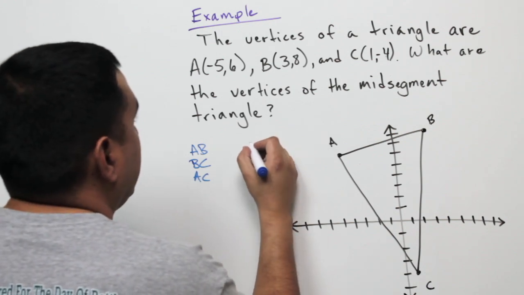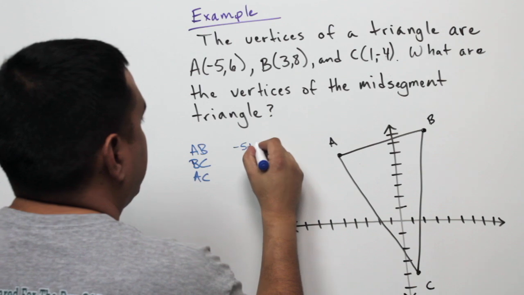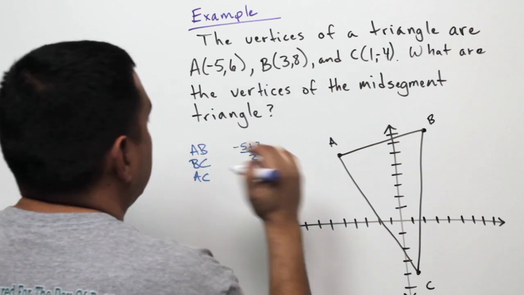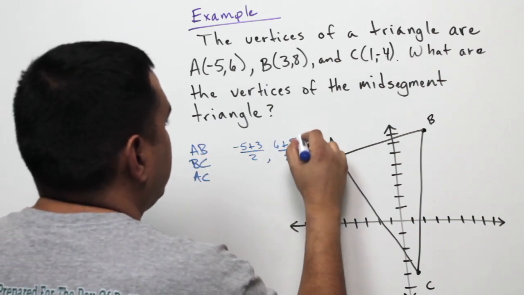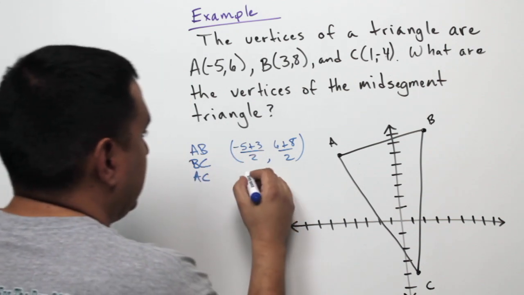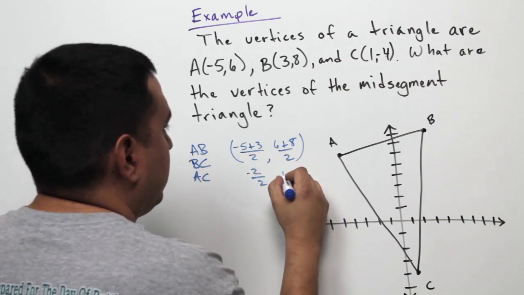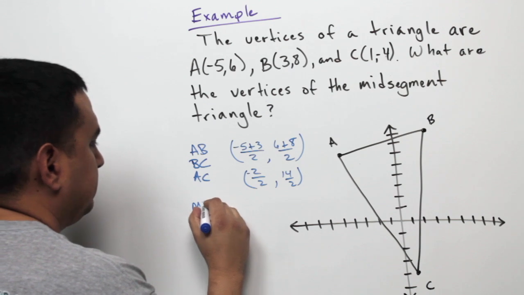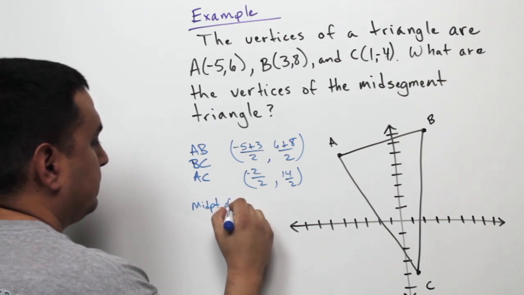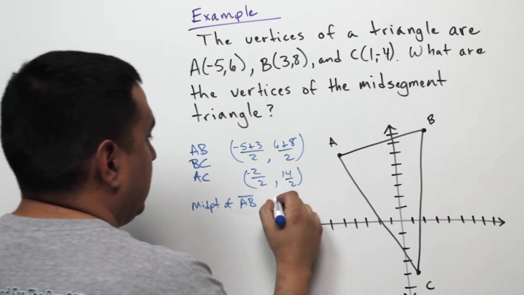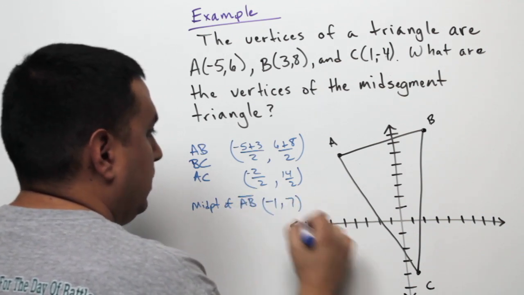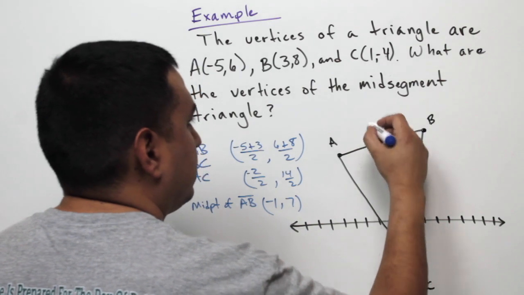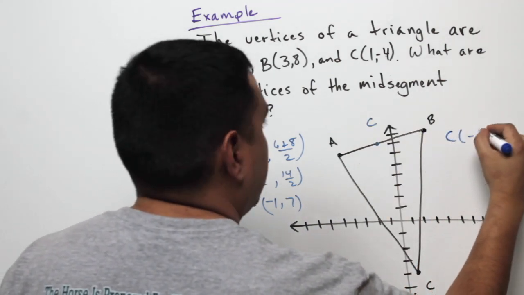Looking at it first, I'm going to have -5 plus 3 divided by 2. Then I want 6 plus 8 divided by 2 for my y value. -5 plus 3 is going to give me -2 over 2, and this is going to be 14 over 2. So the midpoint of AB is going to be (-1, 7), which is going to be right here. We can call that C. And so C is at (-1, 7).